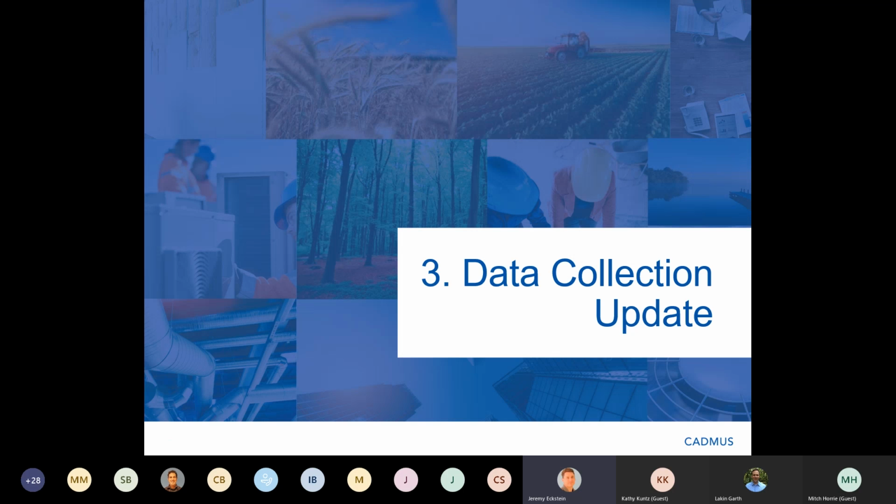So lastly, we wanted to provide an update on our data collection process. This is not an item where we're going to get into the nitty-gritty of everything that we're doing, since we covered that at our last stakeholder meeting, but rather to provide an update of where we are in that process of collecting all of the information that will feed into the measure characterization work that Aquila has discussed earlier today.